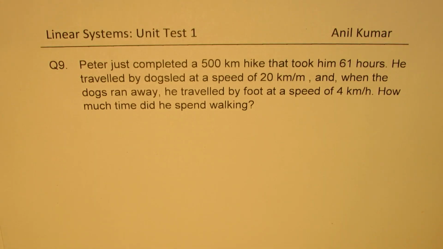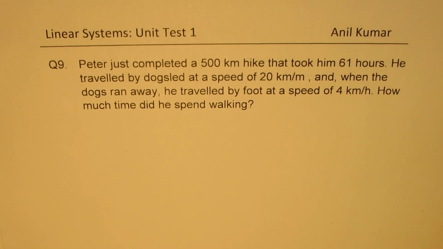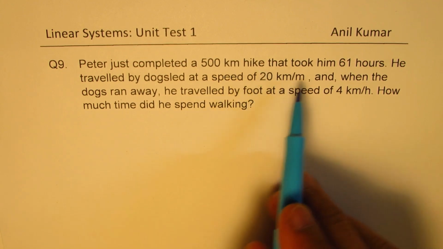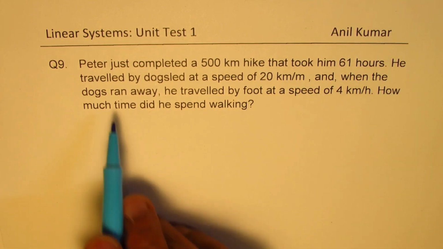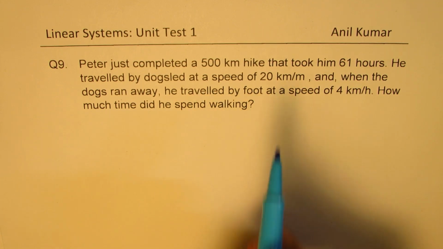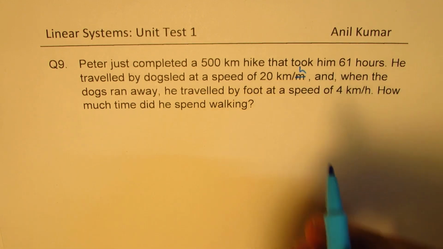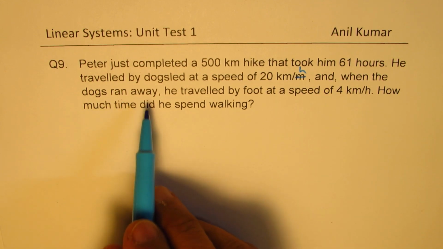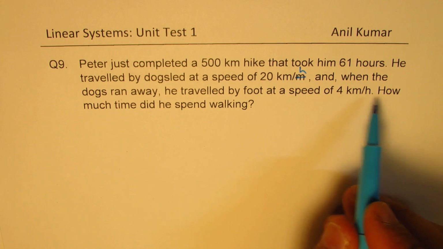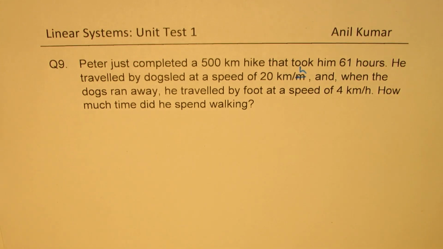Two more to go, right? Question number 9. I'd like you to pause the video, read the question, solve, and then look into my suggestions. Question number 9. Peter just completed a 500-kilometer hike that took him 61 hours. He traveled by dog sled at a speed of 20 kilometers per hour. And when the dogs ran away, he traveled by foot at a speed of 4 kilometers per hour. How much time did he spend walking?